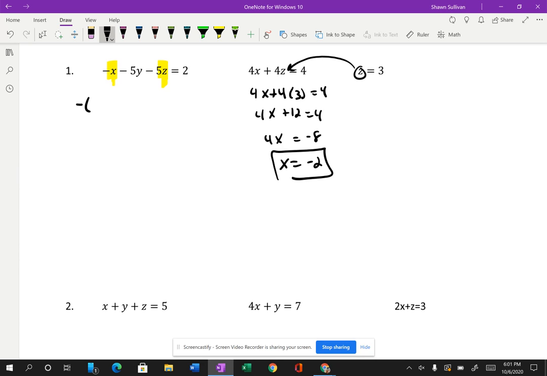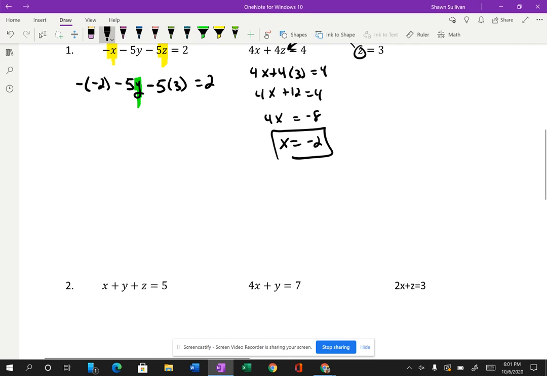So it's going to be negative negative 2 minus 5 times y minus 5 times 3, and that's equal to 2. And so now we have an equation in one variable, y, and we're just going to work our way through. We're going to simplify, combine like terms, and solve for y. We have negative negative 2. That becomes positive 2, minus 5y. Negative 5 times 3 is negative 15, and that all equals 2.